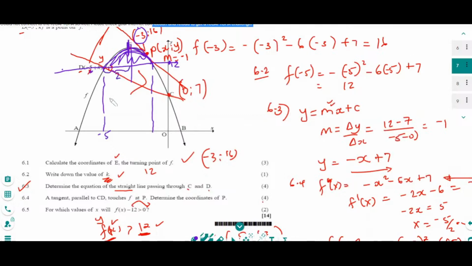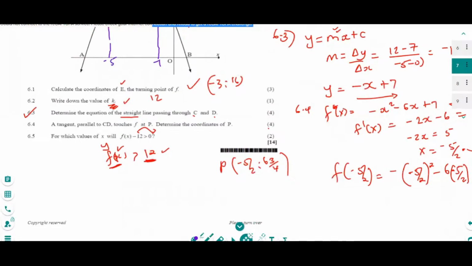Someone will say you have 2 units. So if I create 2 units also from there up to there, I'm going to be left with -1 at this point. So this point is -1. So my values of x will be between -5 and -1. I'll just write it as -5 is less than x and x is less than -1. So these will be the values between which f of x will be greater than 12.